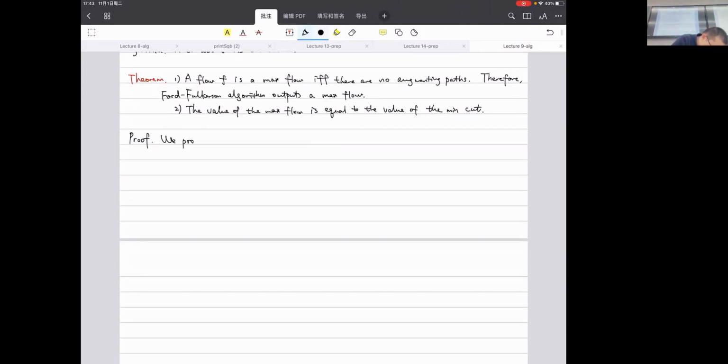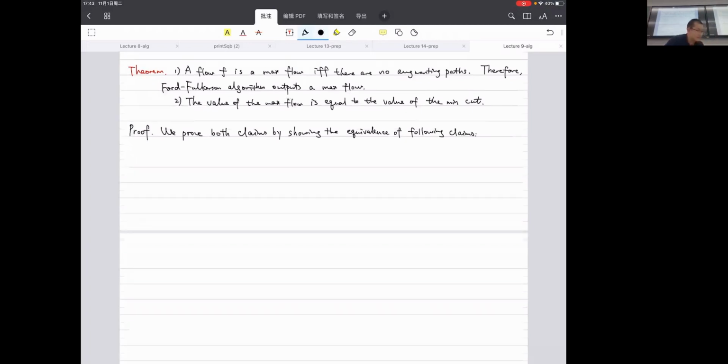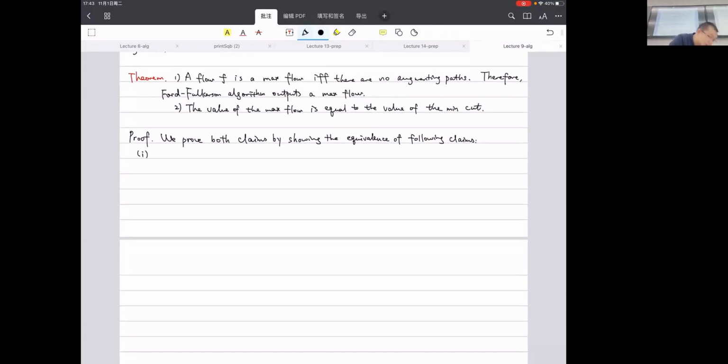So we prove both claims by showing the equivalence of the following claims. We have 3 claims here. The first claim is that there exists a cut (A, B) such that, given a certain flow, the value of F actually equals the capacity between A and B. And the second point is that your current flow is a max flow.